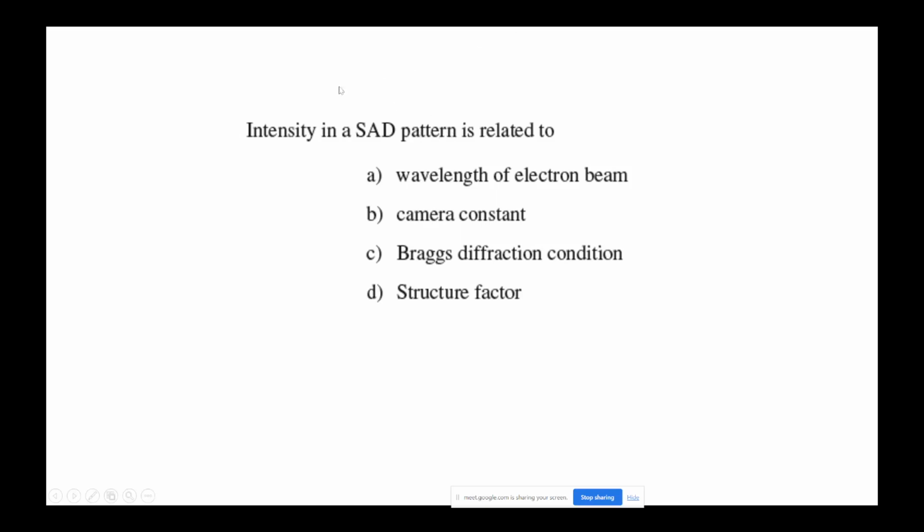So yeah, let's go to this. Intensity in a SAD pattern is related to what? Structure factor, sir. Okay. Others also.